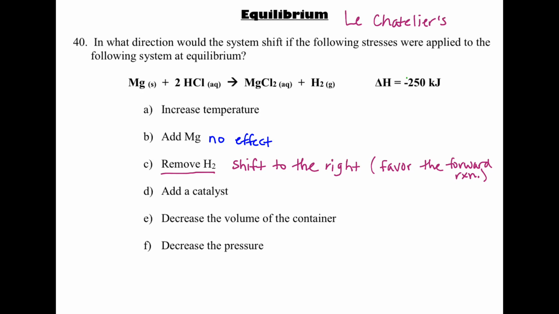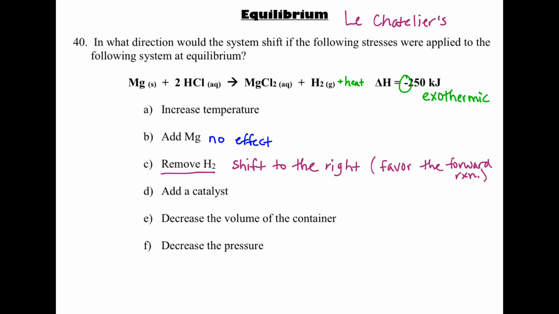So because our delta H is negative, that means we have an exothermic reaction. And since it's exothermic, that means heat is being produced or given off. So what I'm going to do is I'm going to actually write heat over here as if it were another product. Okay, so now we're going to look at this the same way we looked at B and C, essentially.